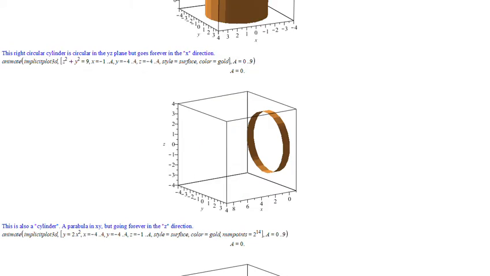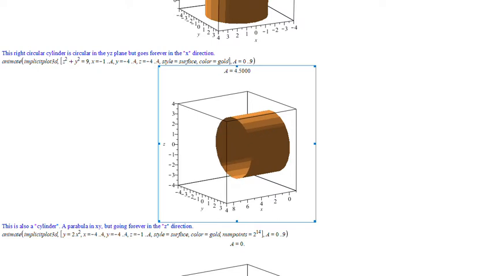Now likewise, in this one you see the equation z squared plus y squared equals 9. Well, that's also a circle of radius 3. However, that's a circle of radius 3 in the YZ plane, so that goes forever in the X direction. Circle in Y and Z, that goes forever in the X direction.